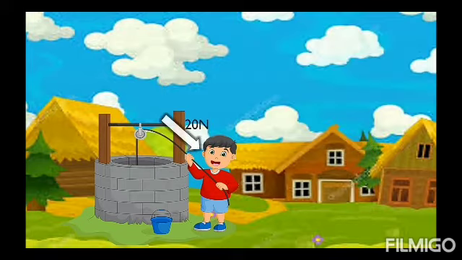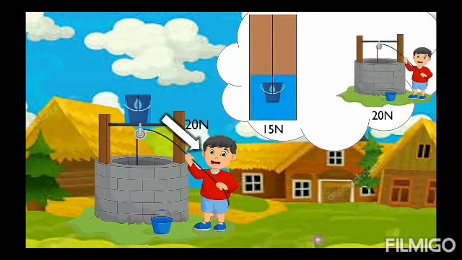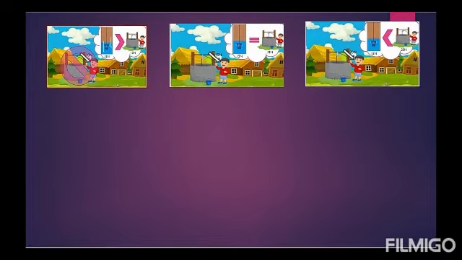Next one, the boy applies 20 Newton force. First we have learned the boy applied how many Newton? 10 Newton. Second one 15 Newton. Third one 20 Newton force. The bucket comes up because 15 Newton is less than 20 Newton. So the resultant force is 20 Newton minus 15 Newton. You will get the answer 5 Newton. 20 Newton is the greatest force, so the resultant force acts on the greater side first. So the bucket comes up.